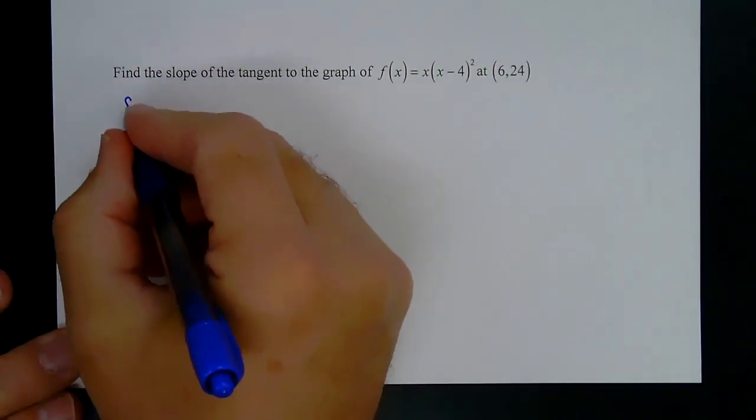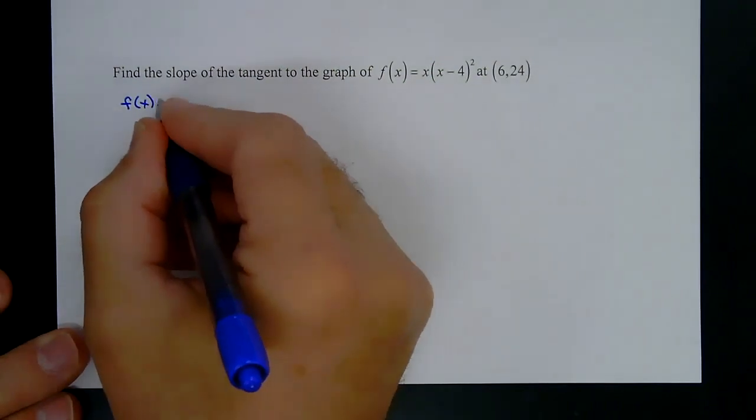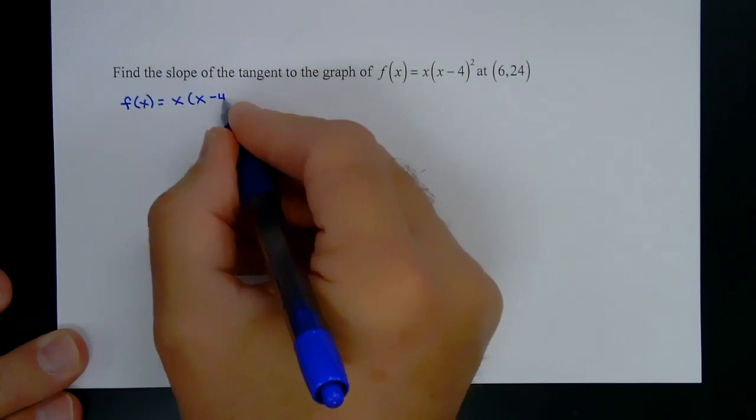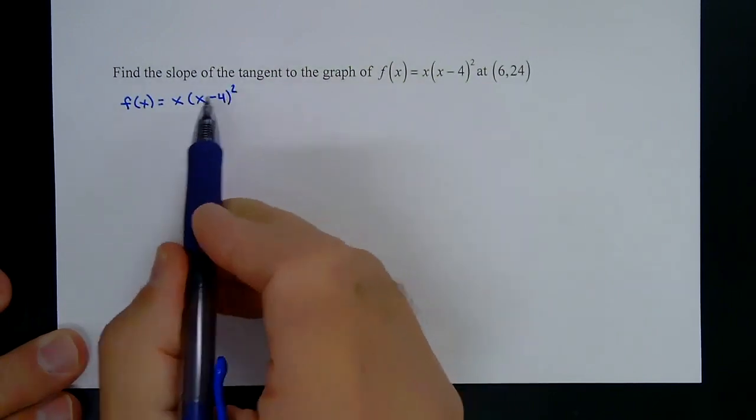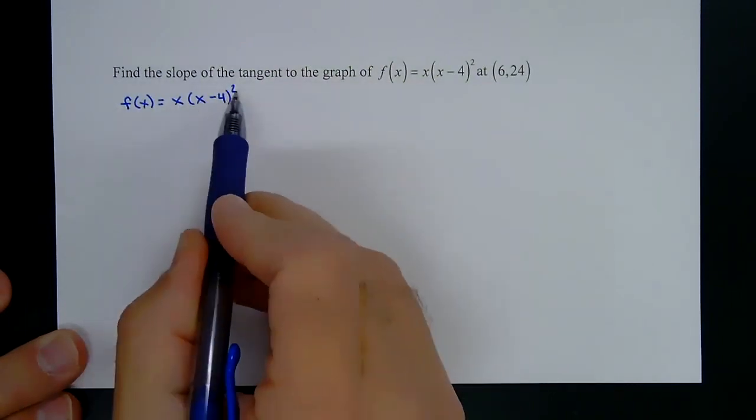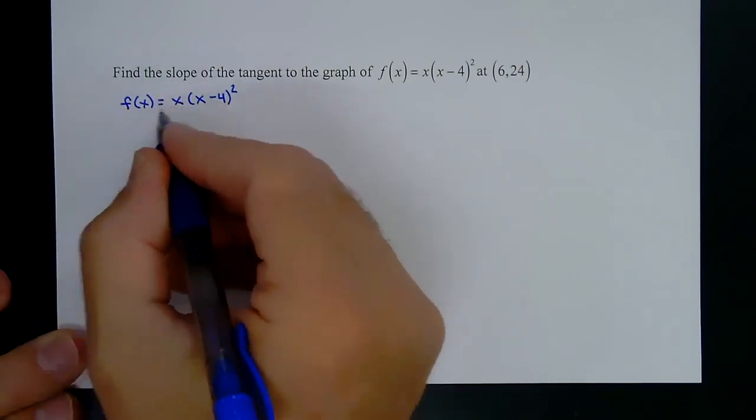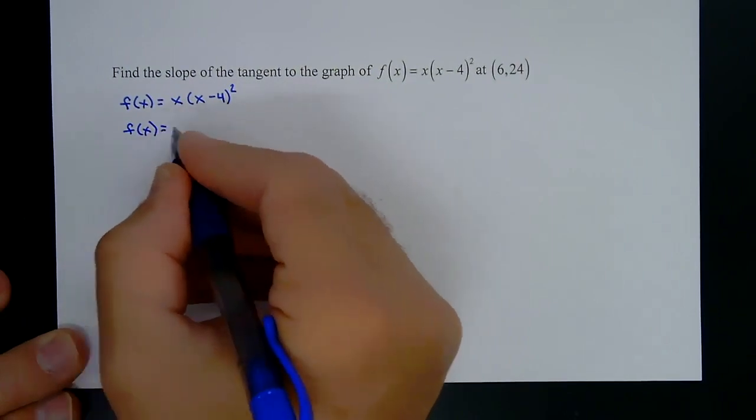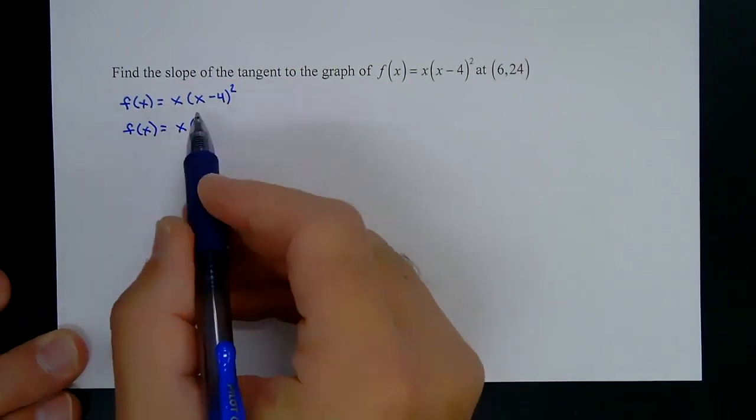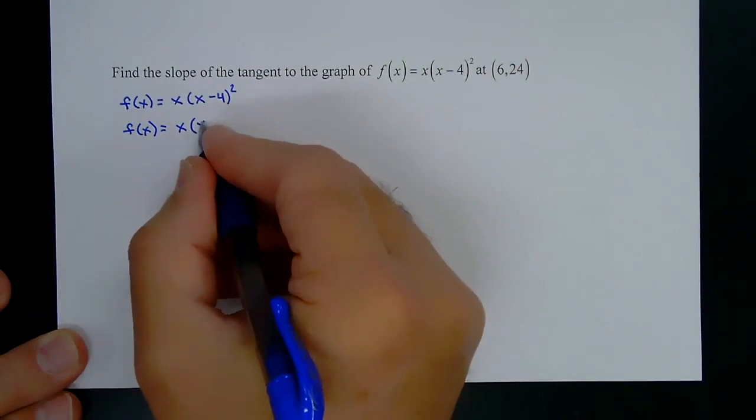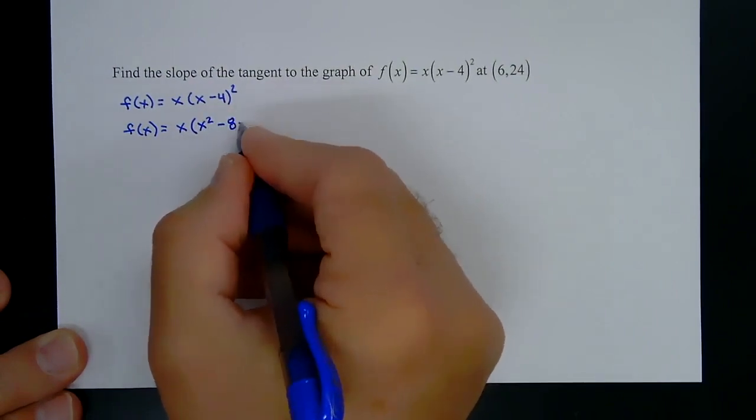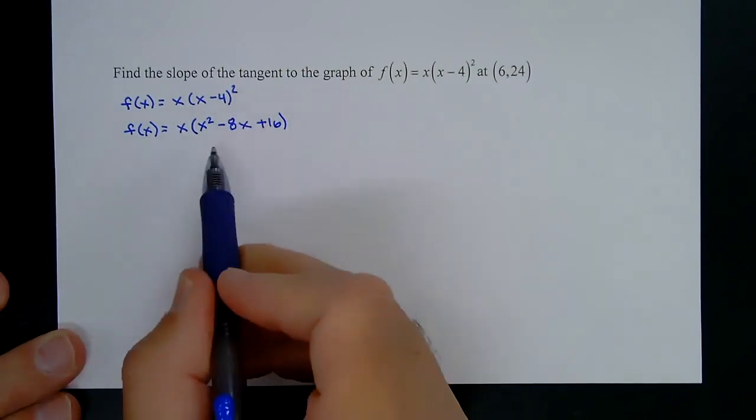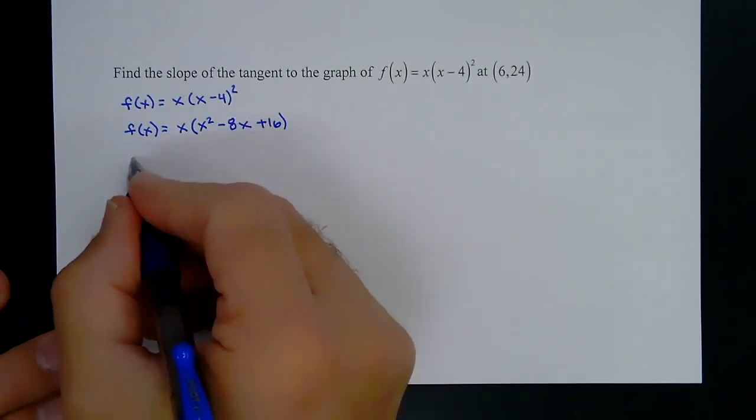All right. So f of x is equal to x times x minus 4 squared. That's what we're starting with. We can't multiply this yet because we'd have to use exponents first. So that means I need to square this. So f of x becomes x times, and then squaring this gives us x squared minus 8x plus 16. And because I've squared it, I can now distribute the x.